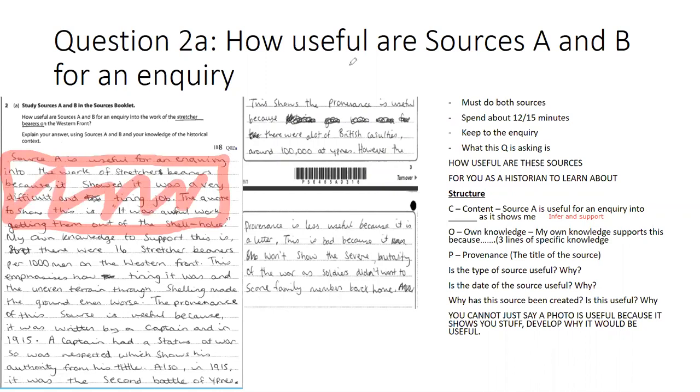Nice, easy, to the point. My knowledge to support this is that there were 16 stretcher bearers per 1,000 men on the Western Front. This emphasised how tiring it was, and the uneven terrain through shelling made the ground even worse. That is their own knowledge.